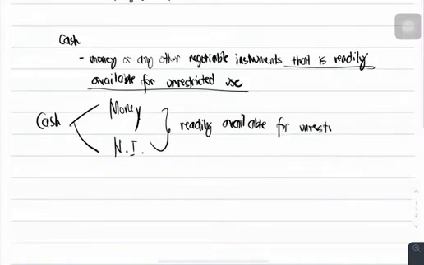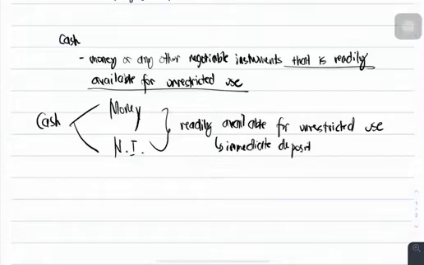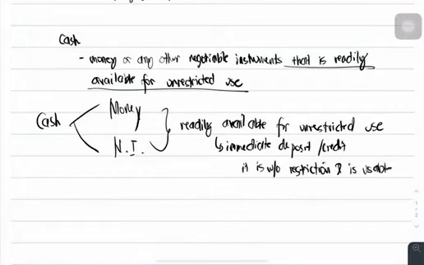Before we discuss money and negotiable instrument, we must first define what readily available for unrestricted use means. When we say it is readily available for unrestricted use, the money or negotiable instrument must be for immediate deposit or credit, or it means that it is without restriction and is usable for the current operations.